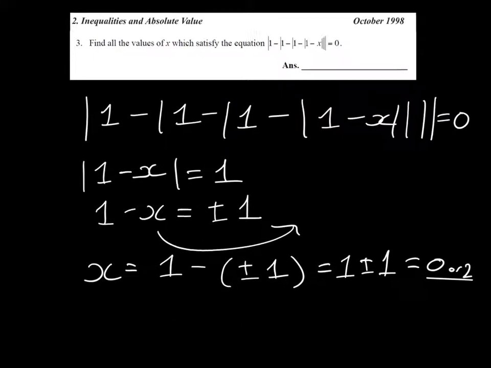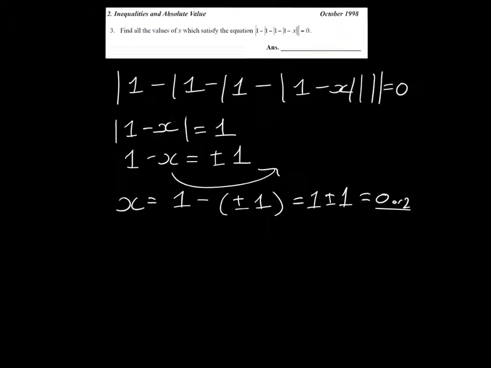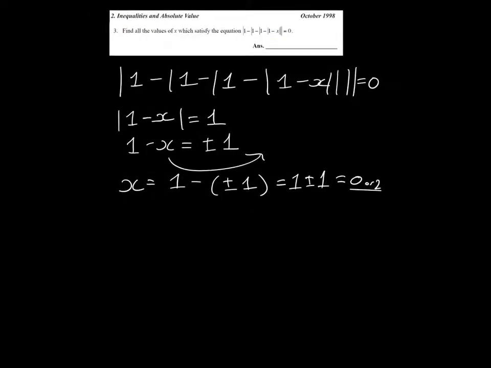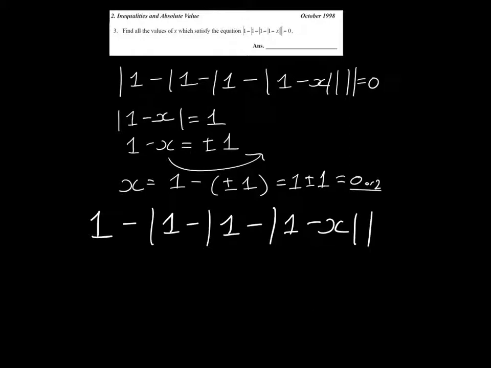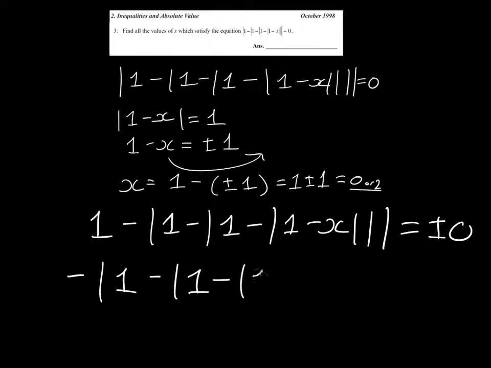So now that we've worked with a smaller example, let's move on to the big problem. So let's peel away the first set of absolute values and get this. And that's equal to plus or minus 0, which is just 0. Now we can say that this is true.